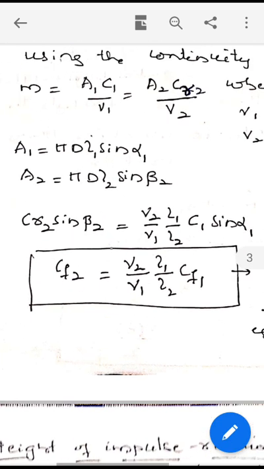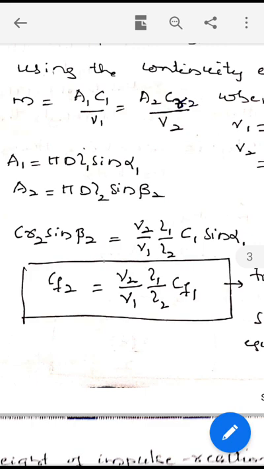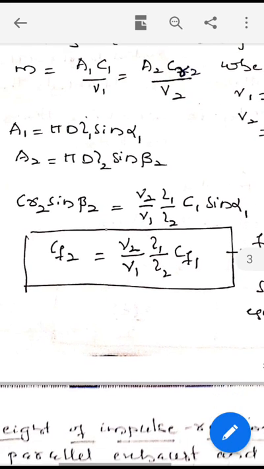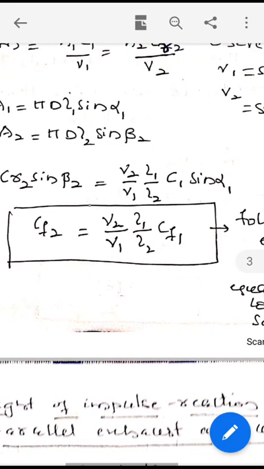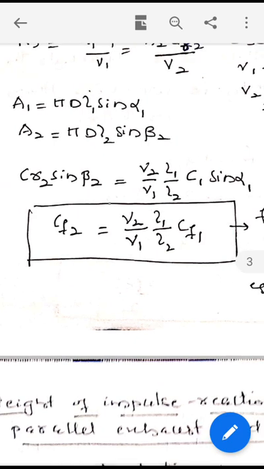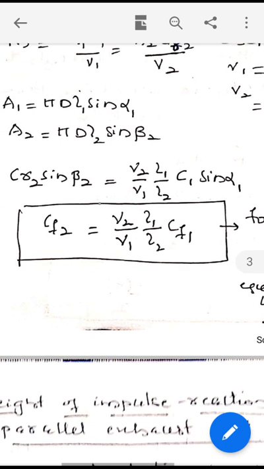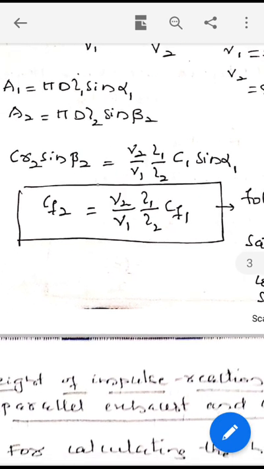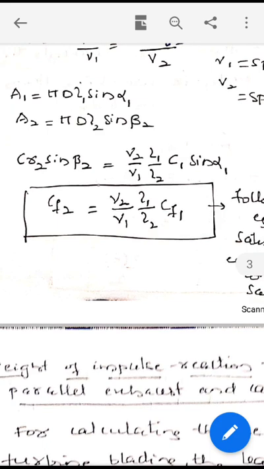Therefore, substituting these values of A1 and A2 and equating, we get CF2 = (v2 / v1) (L1 / L2) CF1. This equation has to be satisfied if the continuity equation is to be satisfied.